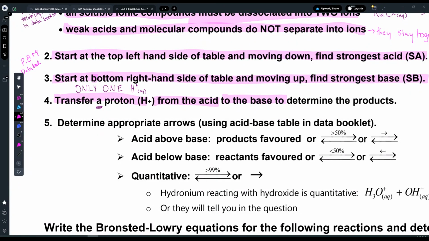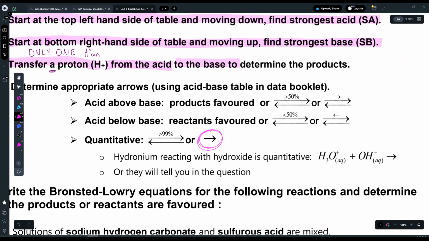Or if your acid is below the base, that means the reactants are favored. So you're going to write the equilibrium arrows and then say that less than 50% of the reactants react to produce the products. Now, if you're using a quantitative arrow, I typically just use the one reaction arrow going forward. So that means that most of your reactants react to produce your products.